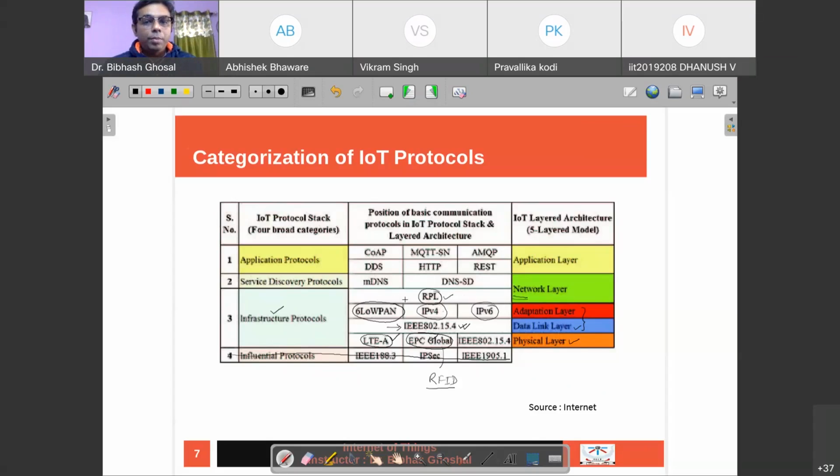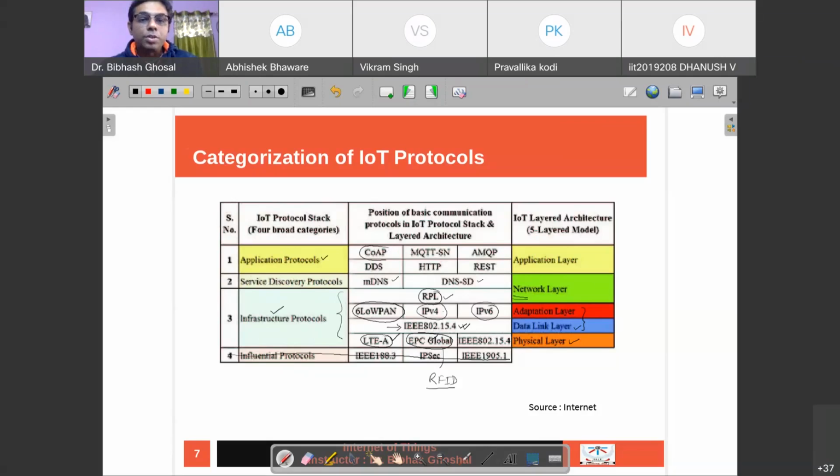So totally we see that we have routing protocols, RPL; we have adaptation protocols like 6LoWPAN; we have data link layer and physical layer protocols like IEEE 802.15.4, EPCglobal, and LTE. So in this lecture, we'll be focusing on this part. Sitting on top of that are service discovery protocols like mDNS and DNS-SD, which are also part of the network layer, but they are more service discovery protocols. And then we have a few application protocols we will be covering in depth.